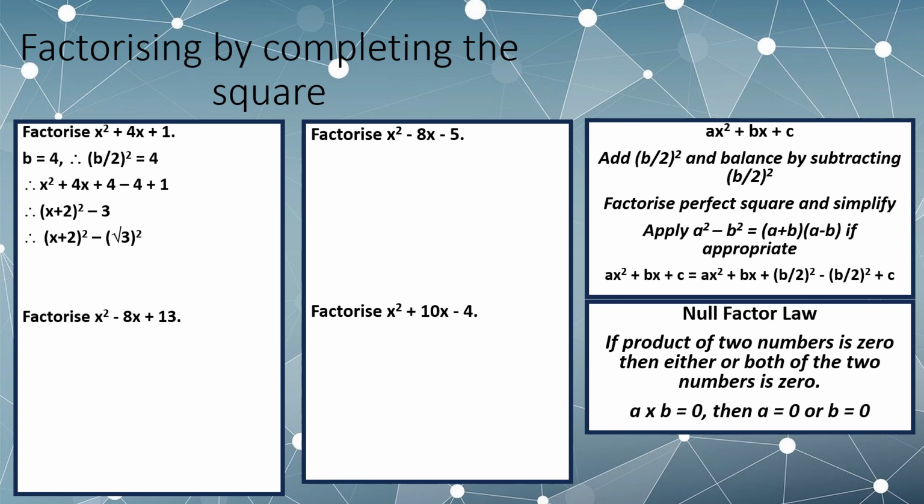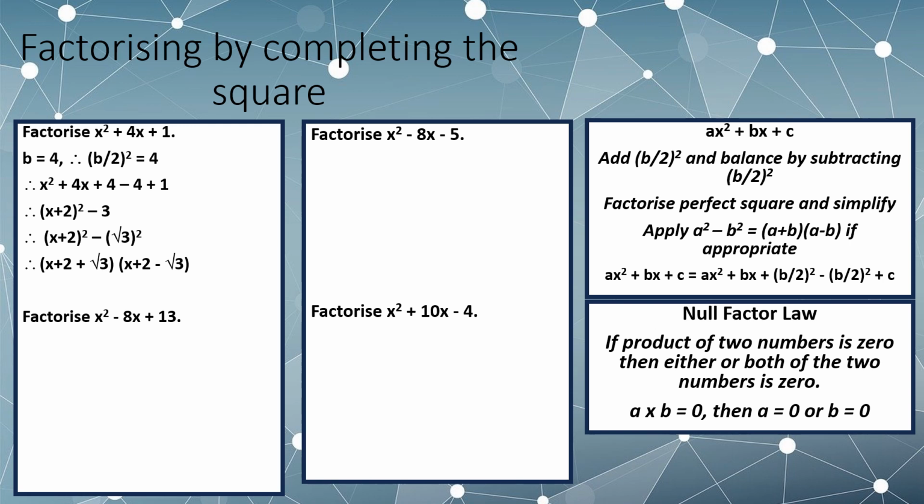Now, the square root of 3 squared gives us 3, which means we end up with a formula that has our a squared subtract b squared. In this case, our a is our x plus 2 value, and our b is the square root of 3. So we can then write that out as (x plus 2 plus the square root of 3) multiplied by (x plus 2 subtract the square root of 3). And that is how you complete a factorization by completing the square.